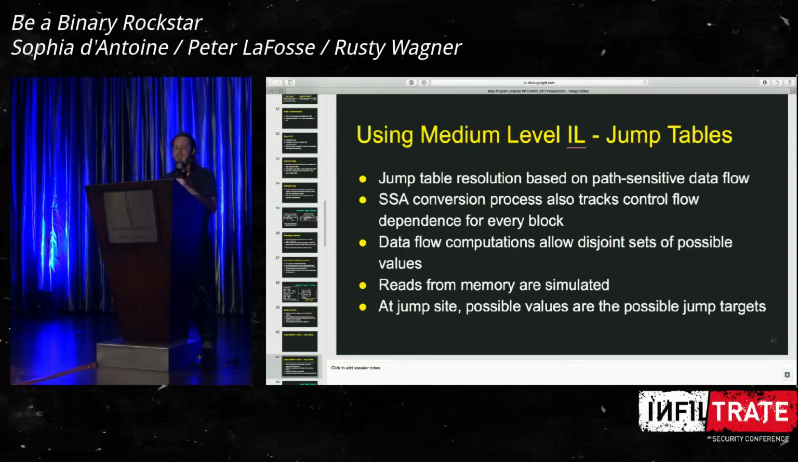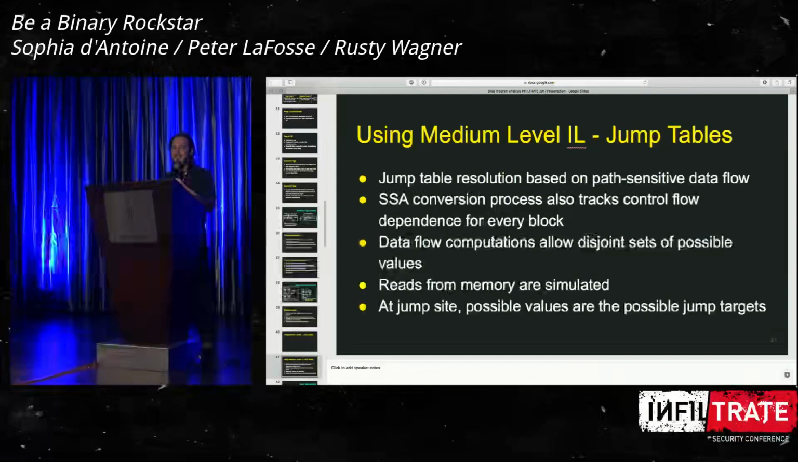Our jump table resolution is actually based completely on path-sensitive data flow. During our SSA conversion process, we track the control flow dependence of every block. So we know what path the program had to take to get down to the jump instruction that we're querying. Our data flow computations allow disjoint sets, so you can have a disjoint range during your jump table computation if some weird compiler optimization decides to do that. The reads from memory are simulated so that we can simulate the table lookup that the jump table is going to do.